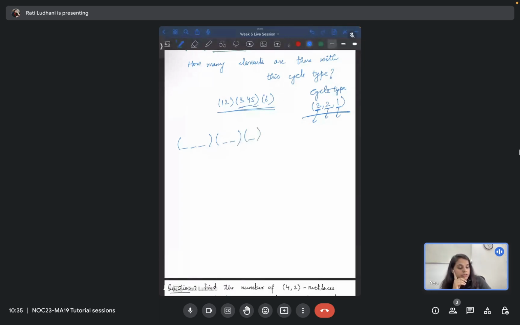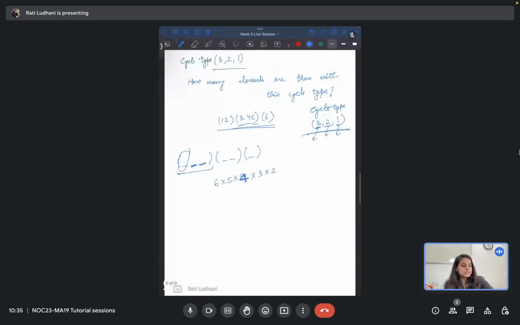For the first cycle, you have 6 options at the first place. For the second one you can have 5. For the third element you can have 4 options, right? Now you have used 3 elements, so you have just 3 elements left as an option. Now you have 2 elements as an option, and then you have 1 option. So basically 6 factorial options are there, these are all the permutations.